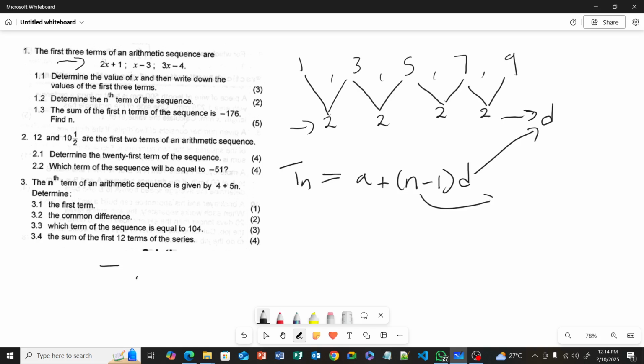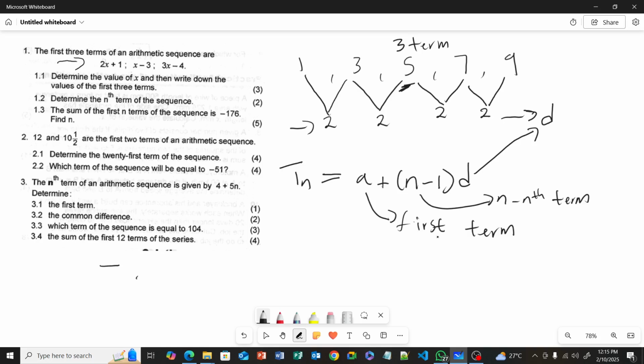Then n, it is the nth term, which means the position of that number in the sequence. For example, number 5 here is the third term. Why? Because 5 is at position number 3 in the sequence. Then A is the first term. A is the first term.